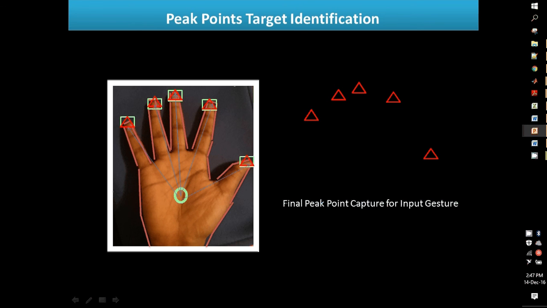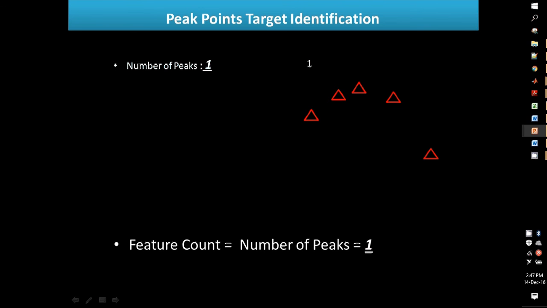Now if we were to look at the image, on the right you could see the design of the peak points, which is captured by the tool for final peak point capture in response to the input gesture we have provided. First, it reads the first peak point, number 1, and correspondingly till the number of peak points get completely read. So we have 1, 2, 3, 4, and 5.